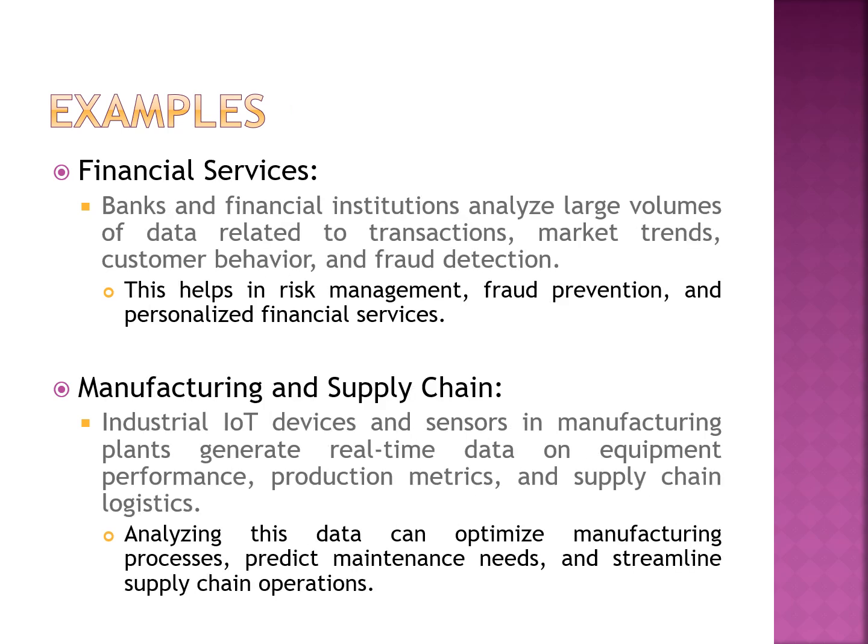The next example is financial services. In banking sector and financial companies also analyze large volume of data related to transactions, market trends, customer behavior, and fraud detection. It helps the companies to reduce the risk and prevents fraud in advance, and also gives personalized recommendation to the customer. And in manufacturing sector and supply chain, usually industrial IoT devices, sensors are used to generate real-time data, and we use production metrics, supply chain logistics, and through which we get lots of data, and this data to be analyzed, and we can optimize the manufacturing process. We can also understand maintenance needs, and you can improve the supply chain operations in a company.